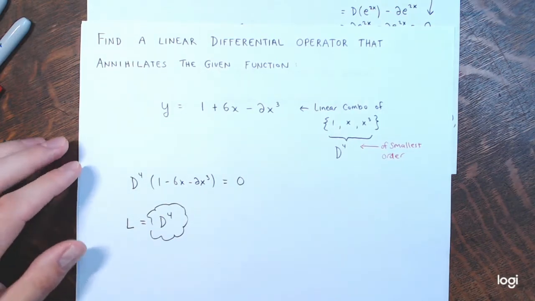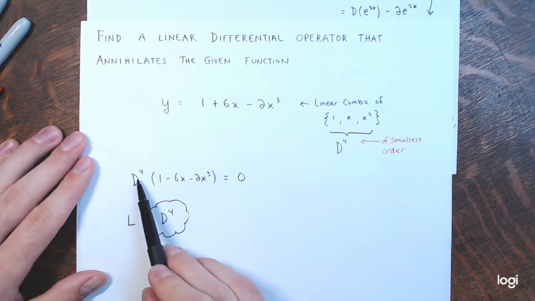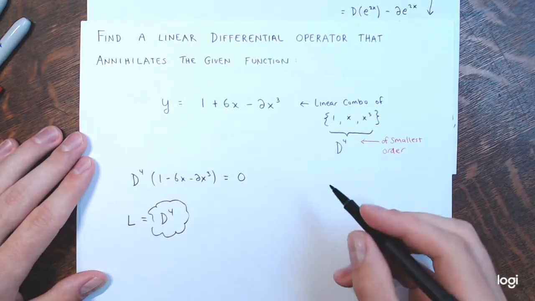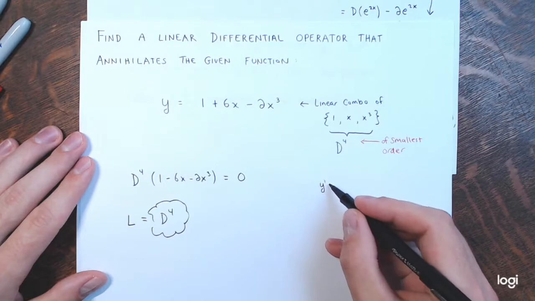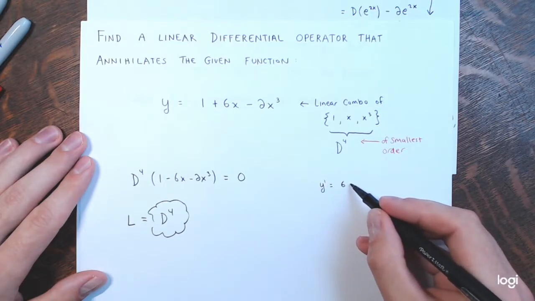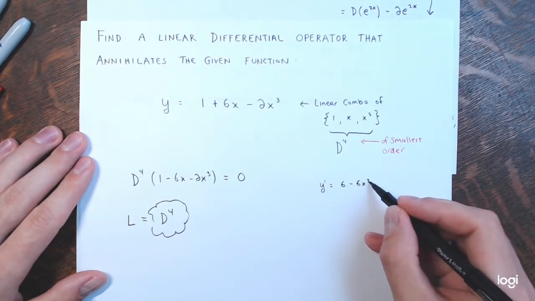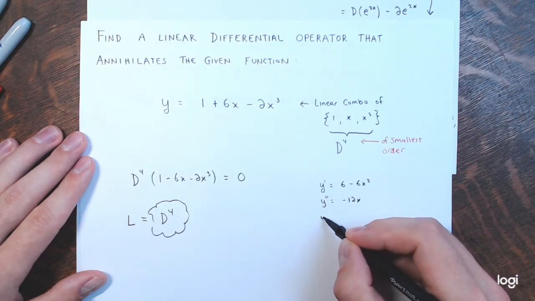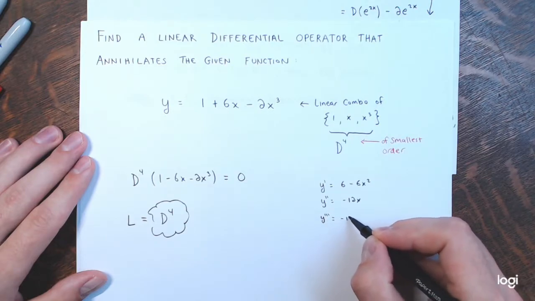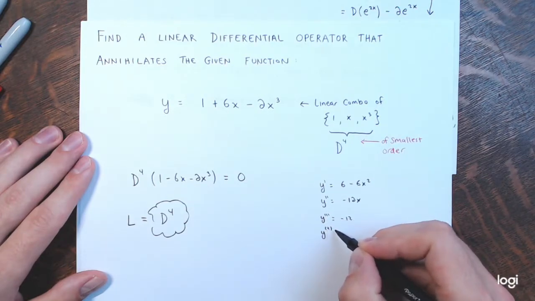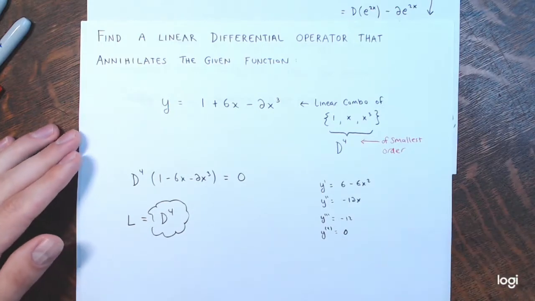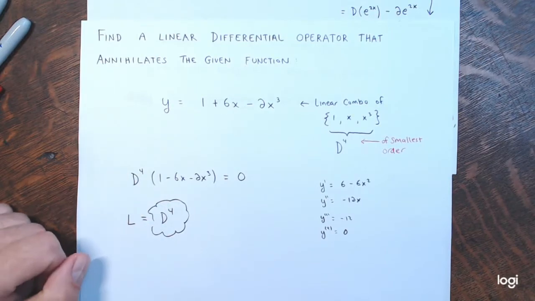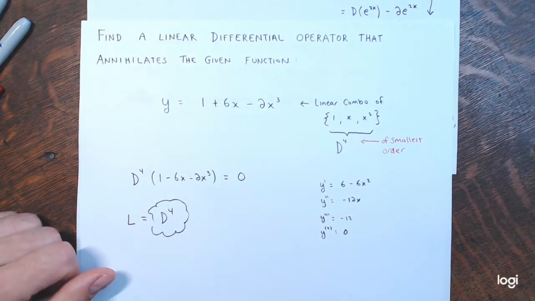And you can verify this by simply taking the fourth derivative of this function. Right, so y prime would be 6 minus 6x squared. Y double prime would be negative 12x. Y triple prime would be negative 12, that's a constant, and you see how the fourth derivative is indeed 0. All right, so applying this operator d 4 times to this function annihilates it.